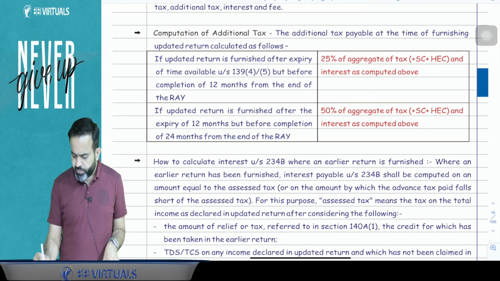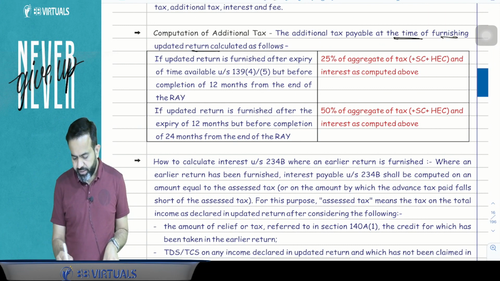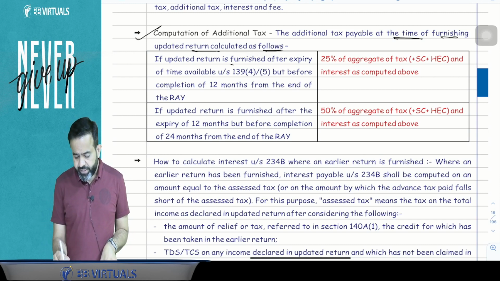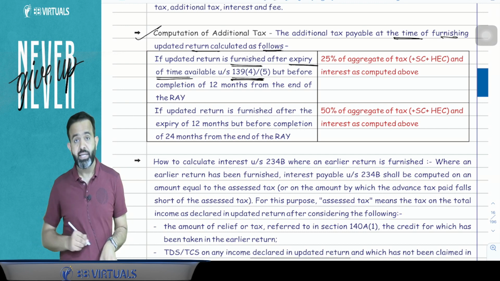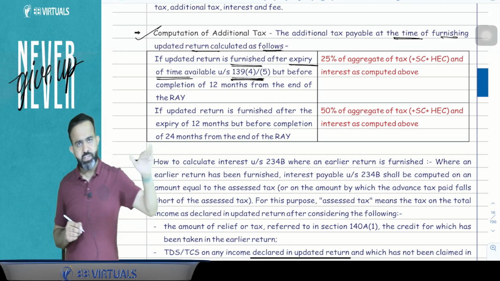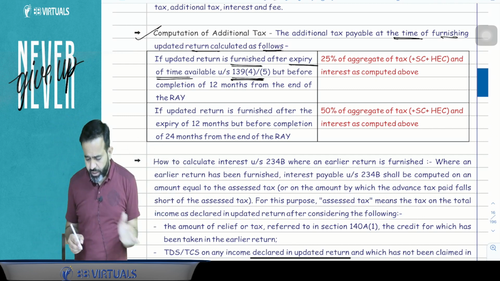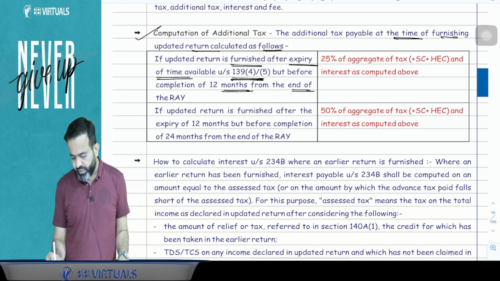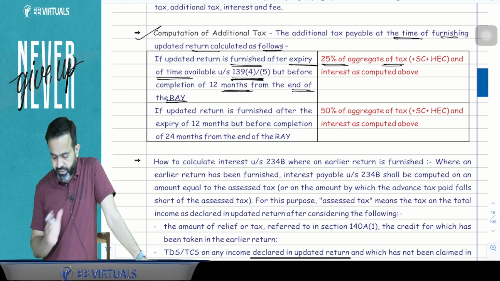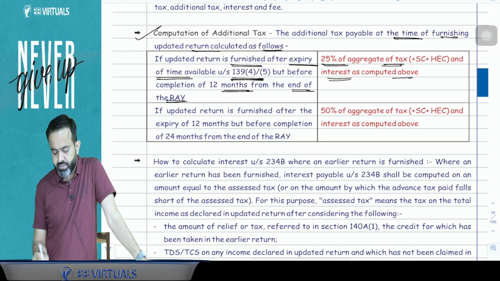The additional tax payable at the time of furnishing the updated return is calculated as follows. First, if the updated return is furnished after expiry of the time available under section 139(4) or (5), that time limit is already expired, means the 31st December of the assessment year has passed, but before the completion of 12 months from the end of the relevant assessment year, then you have to pay 25% additional tax on the aggregate of the tax, surcharge, health and education cess and interest as computed above.